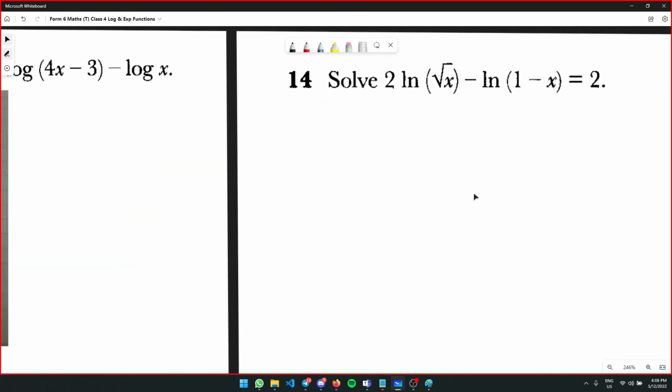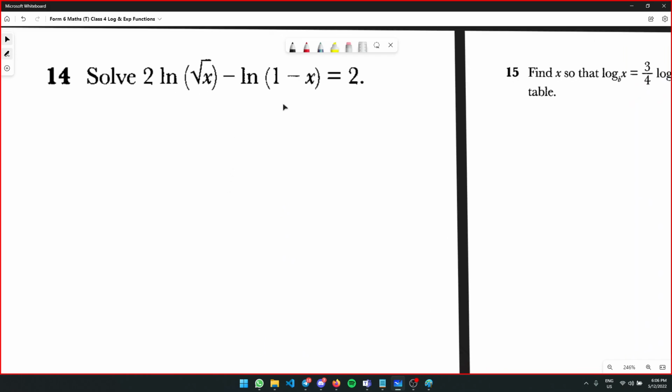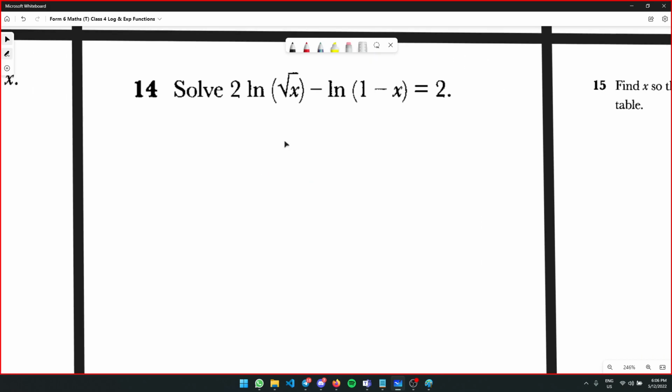Okay, let's go to this one. Check and try this one here already. Solve ln 2x minus ln 1 minus 2x. So how do we go about solving this? Maybe we can put this 2 here, so do ln x, right? So you can actually do this.